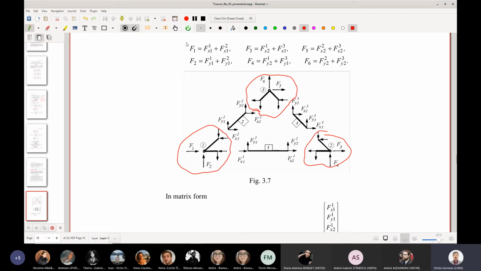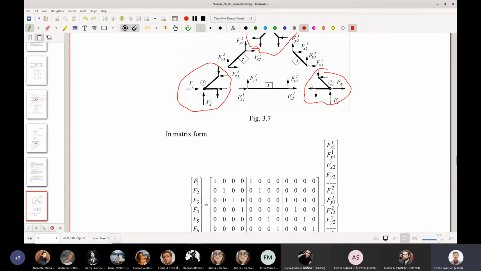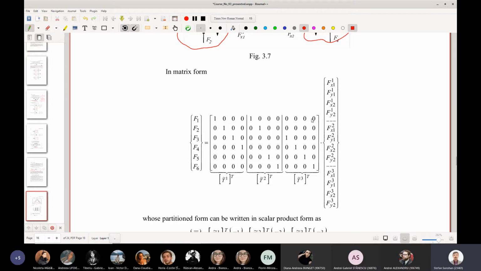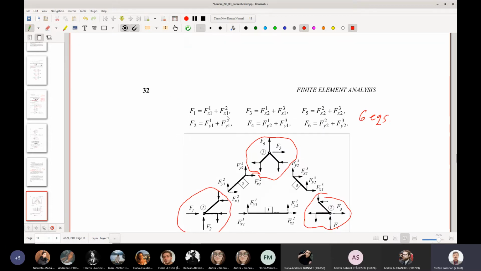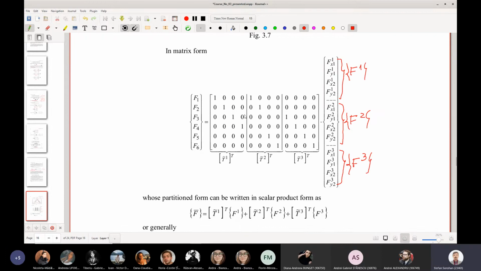Again, if we take all these 6 equations, so we have 6 equations, and put them in matrix form, F1 is this line here times this column here. And in this column, we have 3 vectors. This is F for element number 1. This is F for element number 2. This is F for element number 3. So, for example, F1, as you can see here, is Fx plus Fx, node 1, element 1, element 2. So this 1 is multiplied with this one here. This one here is multiplied with this element here.